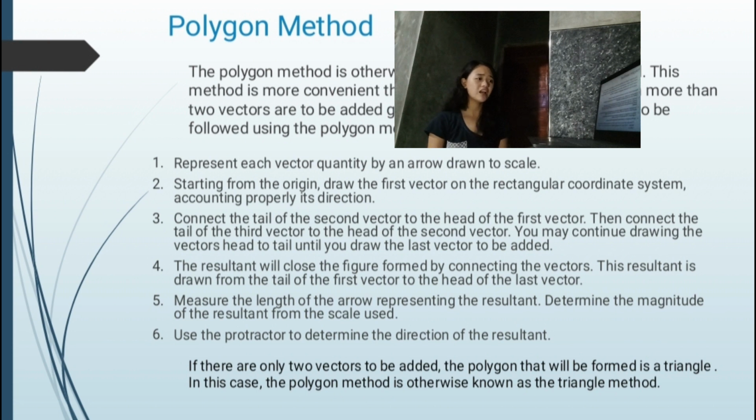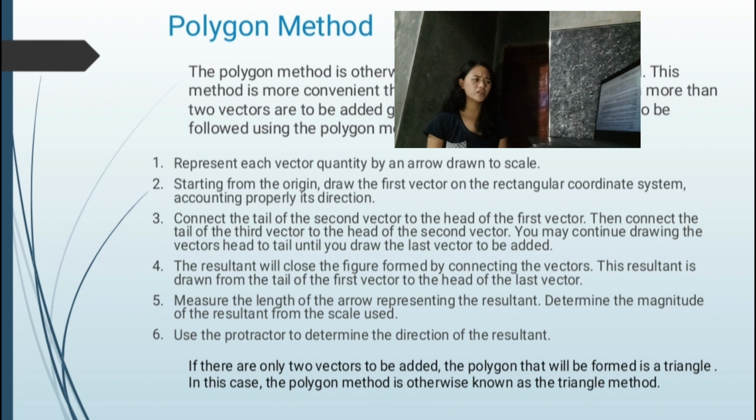Fourth, the resultant will close the figure formed by connecting the vectors. This resultant is drawn from the tail of the first vector to the head of the last vector. Fifth, measure the length of the arrow representing the resultant. Determine the magnitude of the resultant from the scale used. Sixth, use the protractor to determine the direction of the resultant.